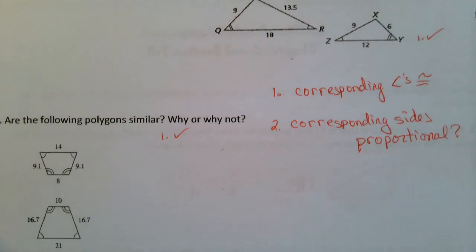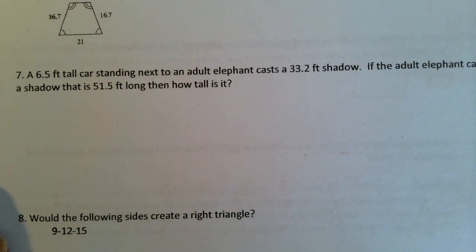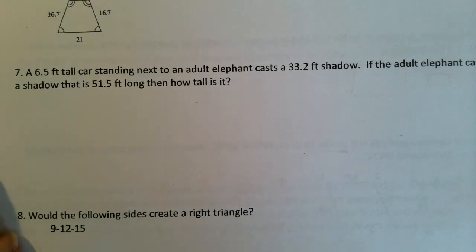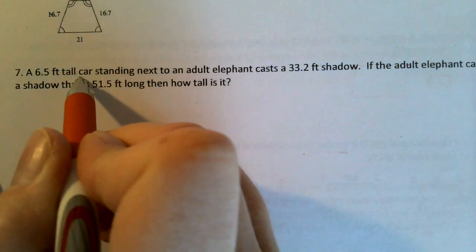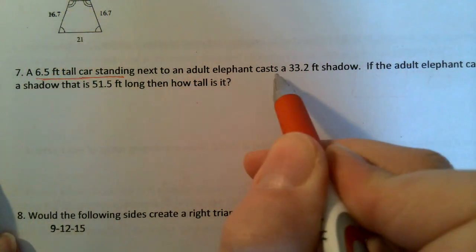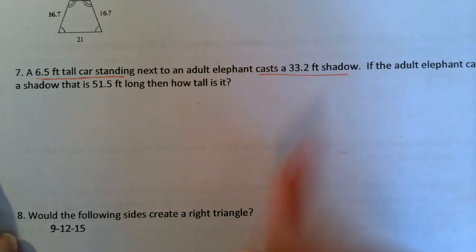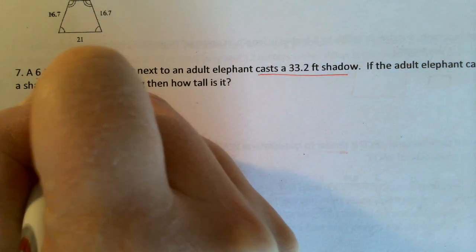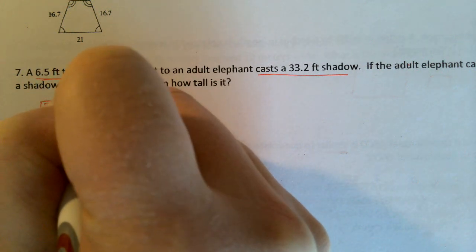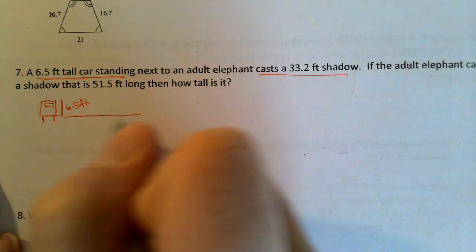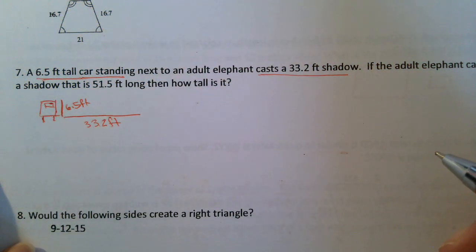Okay, now look at number 7. It says a 6.5 foot tall car, and this is what bothers me. Standing next to an adult elephant casts a shadow 33.2 feet. Okay, guys, the car is 6.5 feet tall, and the car casts a shadow. It's just saying it's next to an elephant. The elephant has nothing to do with this. So draw a car. I'm drawing a boxy van, and that is 6.5 feet high, and its shadow is 33.2 feet long.